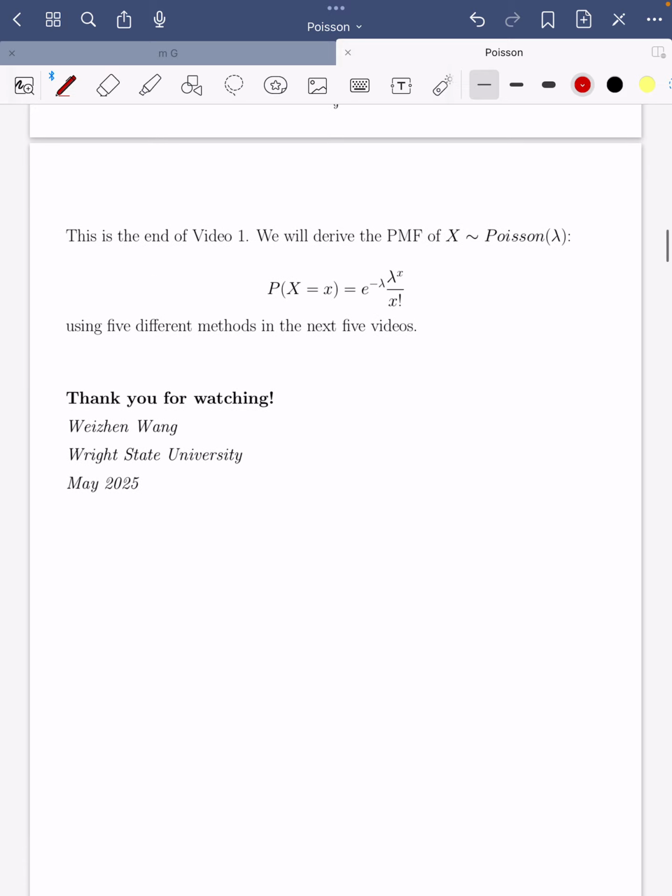So this is the end of video 1, and we will derive the probability mass function of Poisson. We want to derive this formula using 5 different methods in the next 5 videos.